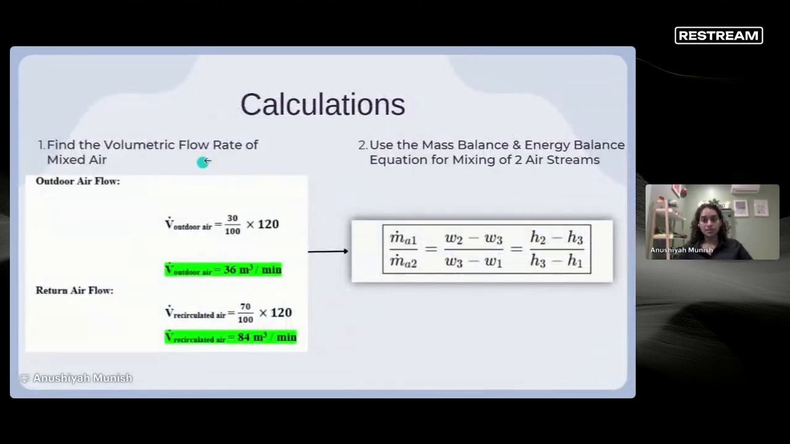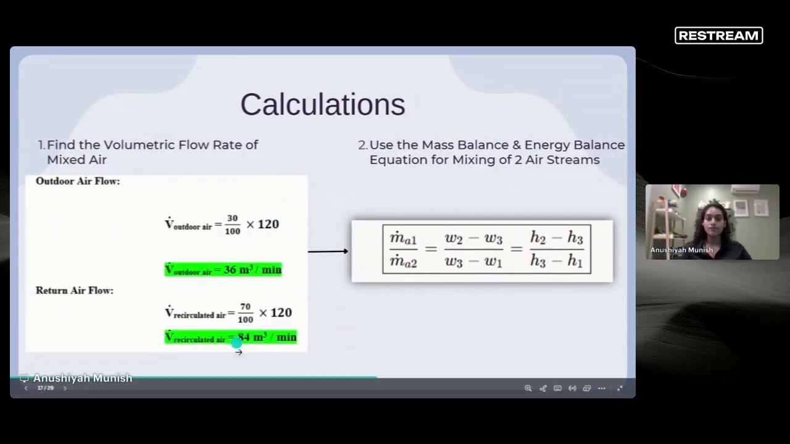To find the volumetric flow rate of mixed air, we use the formula below, and we have two different types of air, so we need two different types of values. For outdoor airflow, we have 30%, so we just multiply that with the total volume. So we get 36 meter cube per minute. Same goes for the return airflow. We just substitute the value in and we get 84 meter cube per minute.